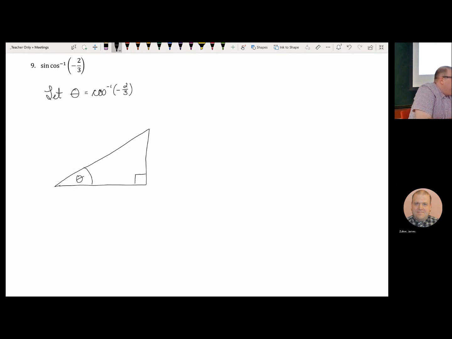Cosine. How is cosine defined for right triangle trigonometry? A over H. What is our missing length? The vertical leg. Which is what? What's the measure? √5.